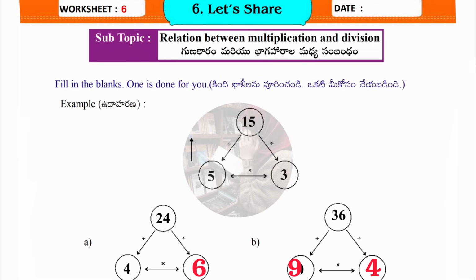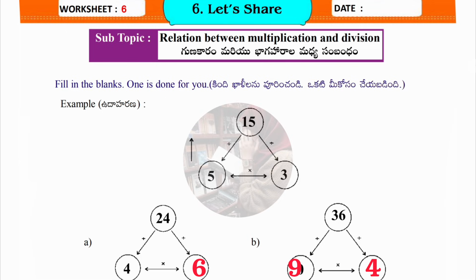So write down 6. 6 4s are 24. So if we divide 24 by 4, we will get 6 as the answer. If we divide 24 by 6, we will get 4 as the answer. Got it? In this way you have to cross-check also.